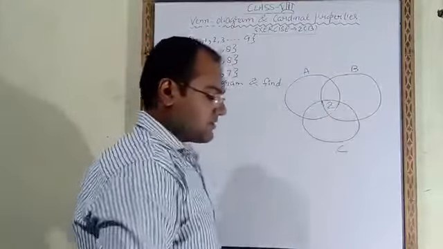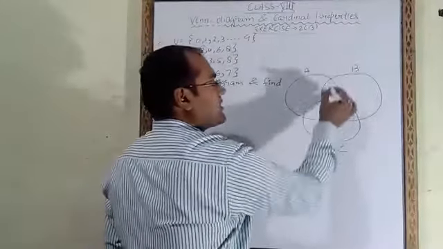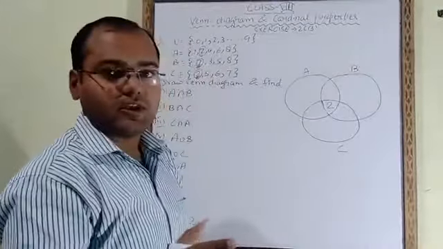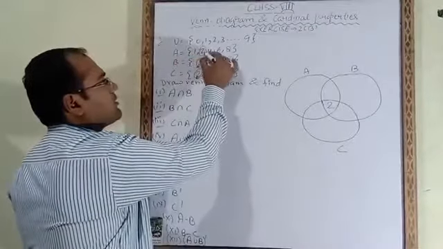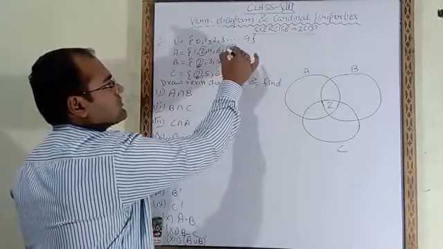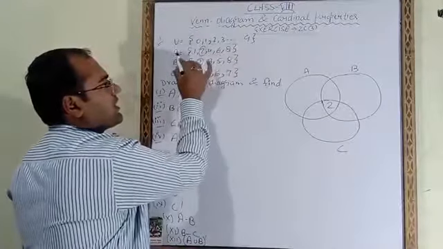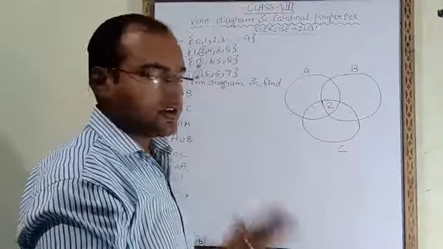Now next thing, we will check common in A and B circle. Which elements are common in A and B? 2 is common in A and B. Then 8 is common in A and B. In A and B, 2 and 8. These two elements are common in A and B.